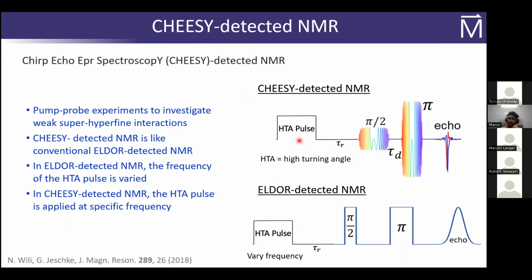The CHEESY detected NMR pulse sequence has an initial high turning angle pulse, where you burn a hole at a specific frequency. Then you observe the entire spectra with the Fourier transform detection. This is almost similar to the conventional EDNMR detected NMR, where you have a high turning angle pulse and you observe a specific frequency.